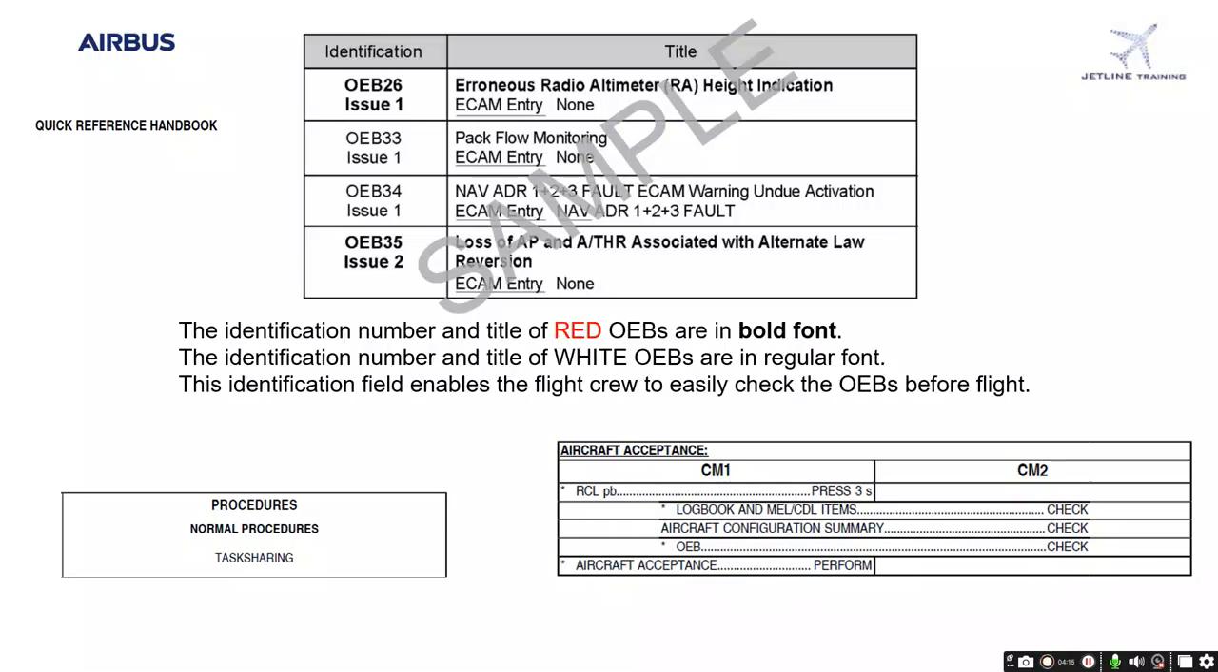If you have black and white QRH, then you can see that the red OABs are in bold font and white OABs are in regular font. Red OABs are related to safety. So when do we check for the OABs? We check for the OABs during the preliminary cockpit preparation. As you can see here, CM1 and CM2, it is both pilot items, and they need to check for the OABs for that particular aircraft.